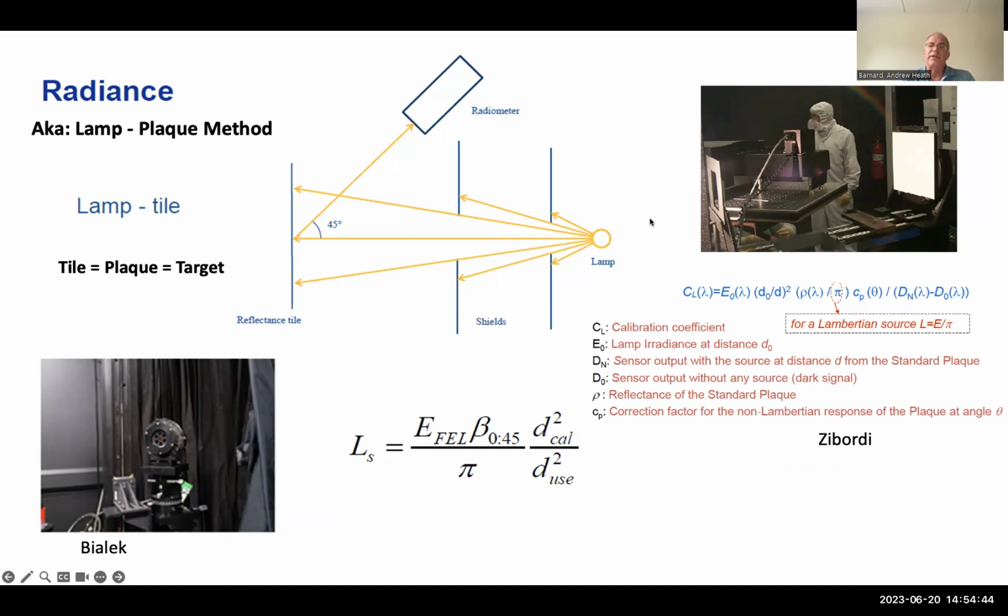But recall what I said before: irradiance attenuates as 1 over distance squared, but radiance is conserved if there's no absorption or scattering with distance. So the distance between the plaque and the test radiance sensor doesn't matter as much, but it is good to keep it closer to the face of the plaque rather than at very far distances. In this case, the sensed radiance at the surface is the irradiance coming off the lamp times the spectral reflectance of the plaque, divided by pi, times again that same conversion factor: the square of the calibration distance divided by the square of the distance you actually use in the lab.